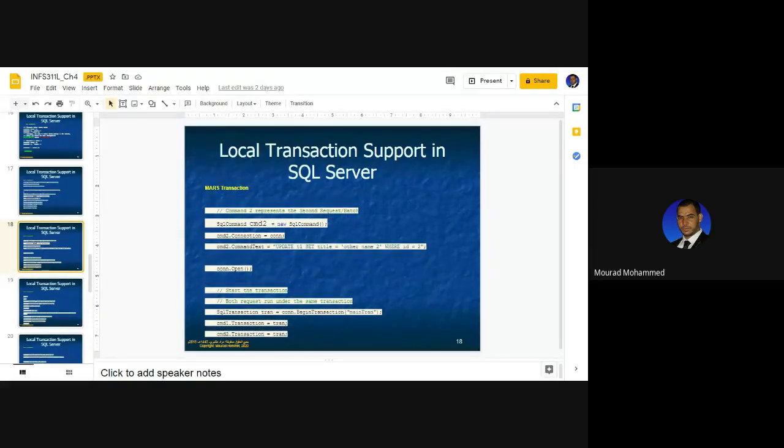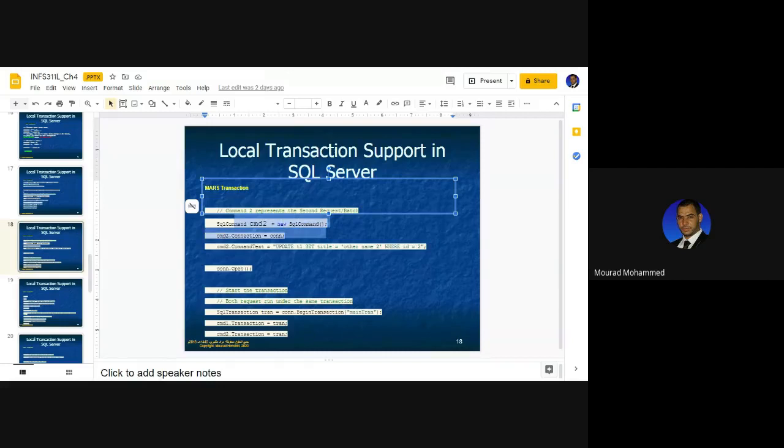Here we are defining a second command that has a different query. Okay, we are starting a transaction. We are giving it a name. See here, we are creating a transaction, and we are giving it a user-defined name, and we are linking command 1 and then command 2 to the same transaction. The same one transaction has to carry out the two commands, command 1 and command 2.